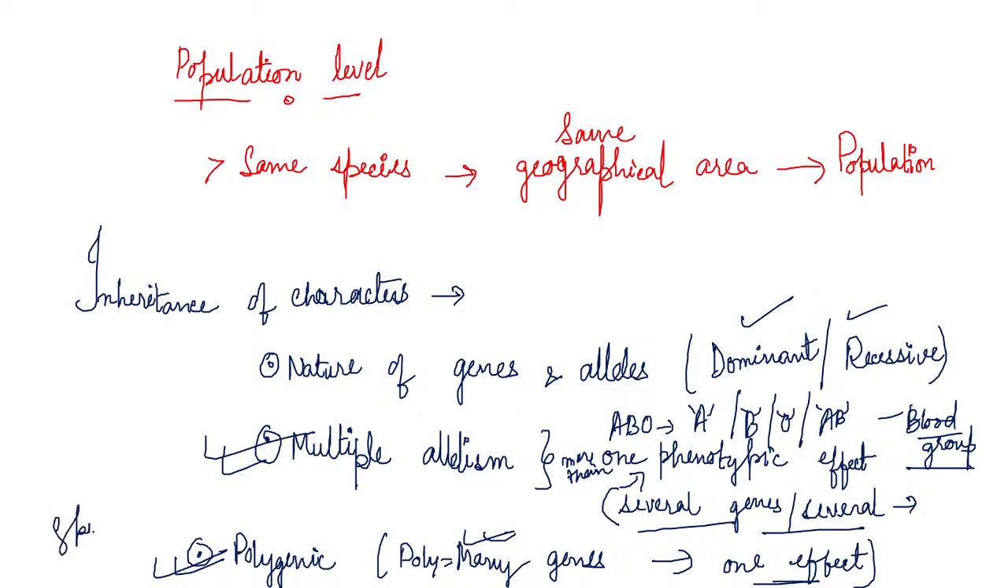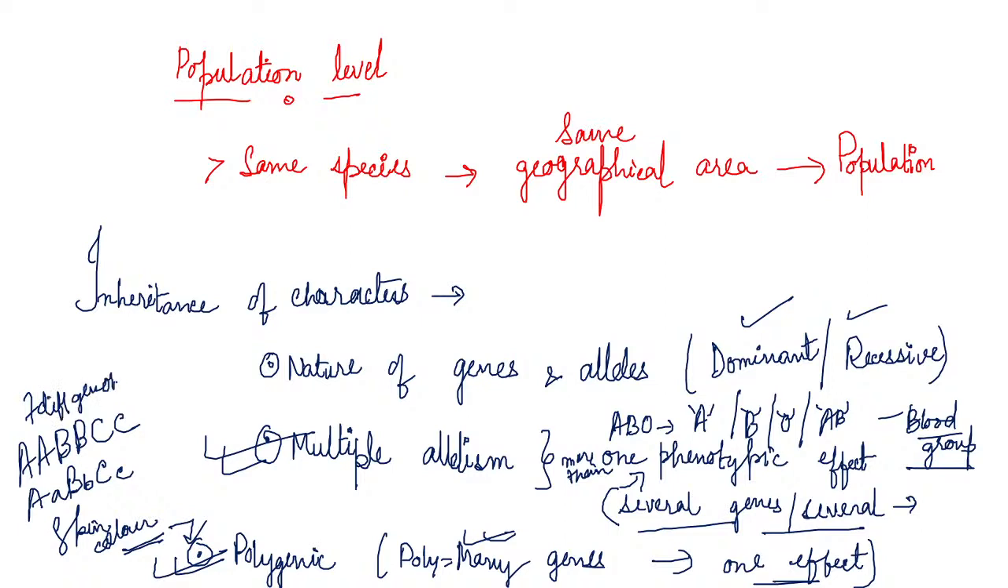Like your skin color, which is a polygenic inheritance. Many genes are there: capital A, capital A, capital B, capital B, capital C, capital C, or capital A, small a, capital B, small b, capital C, small c. There are 7 different phenotypes, but the effect is one. These 3 genes, A, B and C, are only affecting your skin color. They are not affecting other organs or doing any other effect. So yes, this is known as polygenic inheritance.